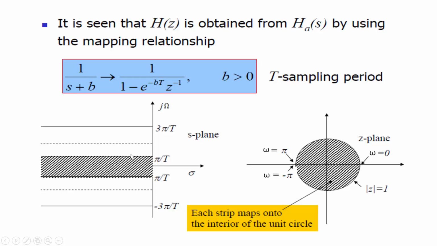But there are other strips also in the digital. Once we convert into the sampled form, there will be the spectrum ranging from pi by capital T to 3 pi by capital T. That strip will also be mapped inside the unit circle. The strip from minus pi by capital T to minus 3 pi by capital T will also be mapped into the inside of the unit circle. Now each strip maps into the interior of the unit circle, which actually leads to the problem of aliasing.